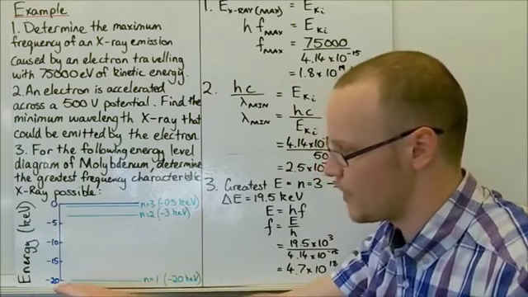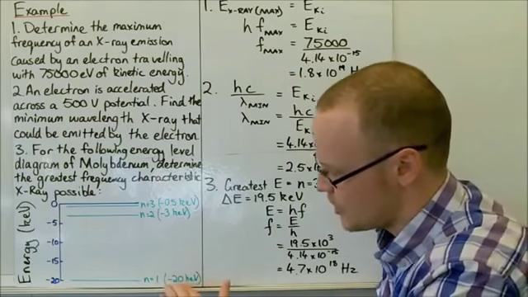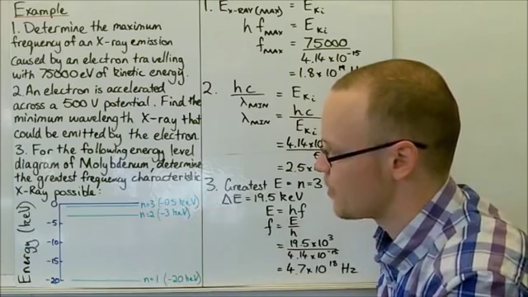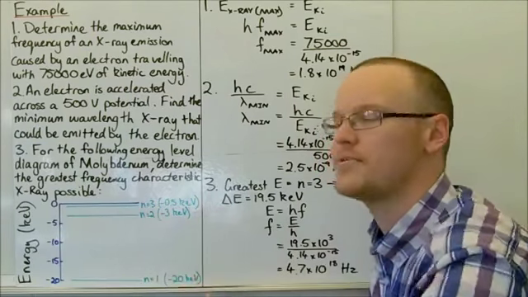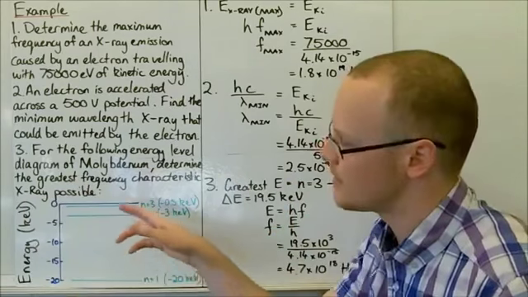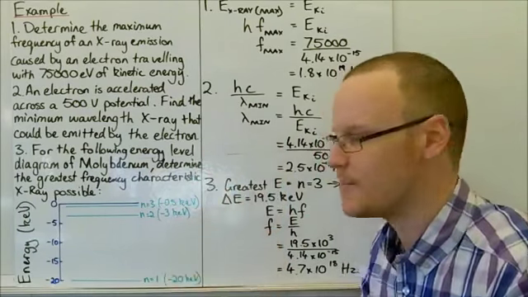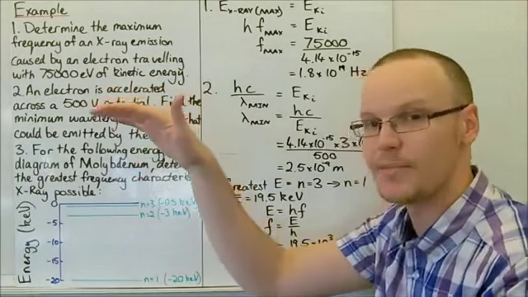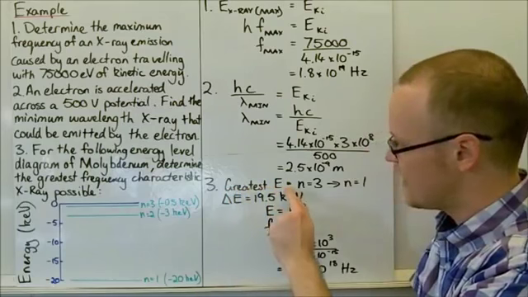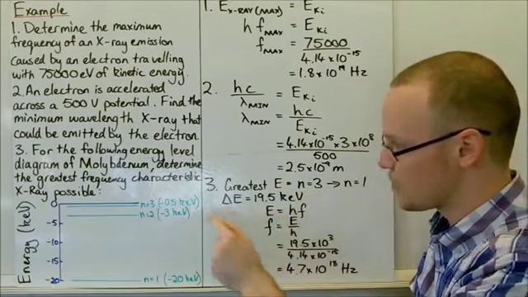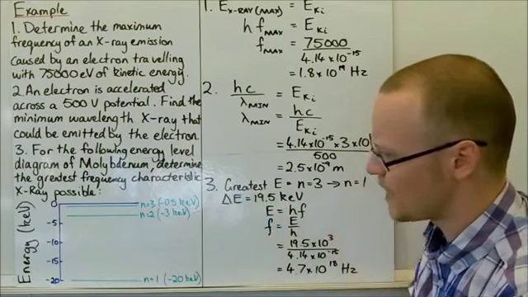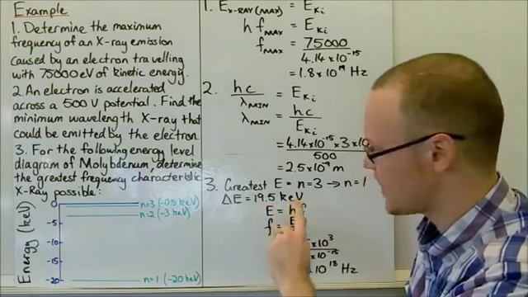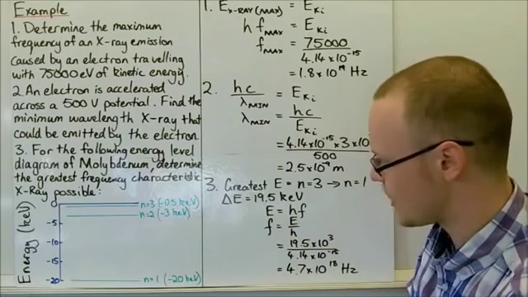So we've got here that the lowest energy level is at negative 20 kiloelectron volts. The highest is negative 0.5 kiloelectron volts. The greatest amount of energy that's going to be emitted from an electron is going to be the biggest jump it can do, the furthest jump between the energy levels. So the greatest energy is going to be from n equals 3 to n equals 1. And the difference between those energy levels is 19.5 kiloelectron volts.